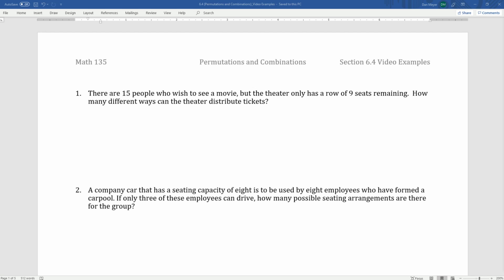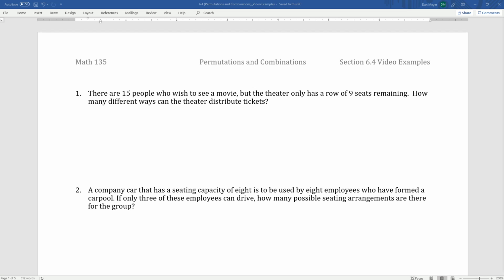In this video we're going to look at some problems from section 6.4 involving permutations and combinations. Number 1, there are 15 people who wish to see a movie, but the theater only has a row of 9 seats remaining. How many different ways can the theater distribute tickets?